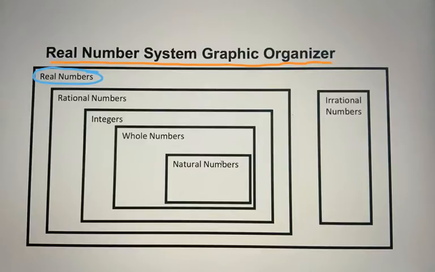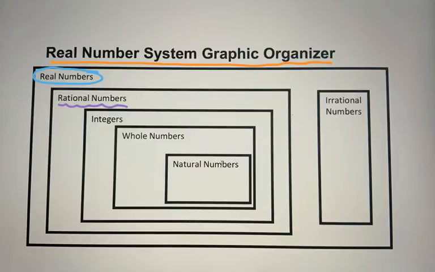What this graphic organizer tells us is that under rational numbers, a natural number is also a whole number, which is also an integer, which is a rational number. So if we work from the inside out, that tells us what type of numbers they are. So all natural numbers are whole numbers, all whole numbers are integers, and all integers are rational numbers.